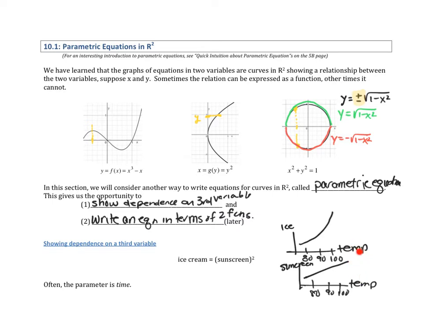And so we call that variable a parameter. So there are a lot of times when we have an equation with two variables where there's some other underlying connection that's not apparent. That's the idea of parametric equations. And often, though not always, but often that parameter is time. And we'll look at that in the next example.